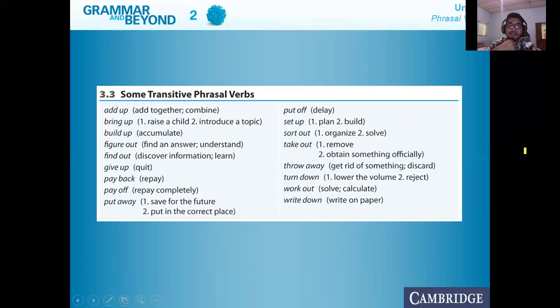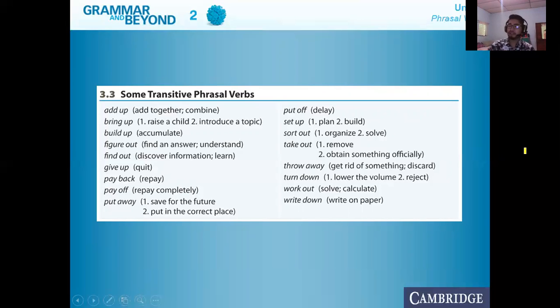So we have the first one, add up, that is add together or to combine. For example, if I'm buying something at a restaurant, say Burger King, you tell me, okay, what can I add up to my order? That means what can I combine? I can ask for a burger and probably some bacon, fries or something like that. What can I add up, combine?